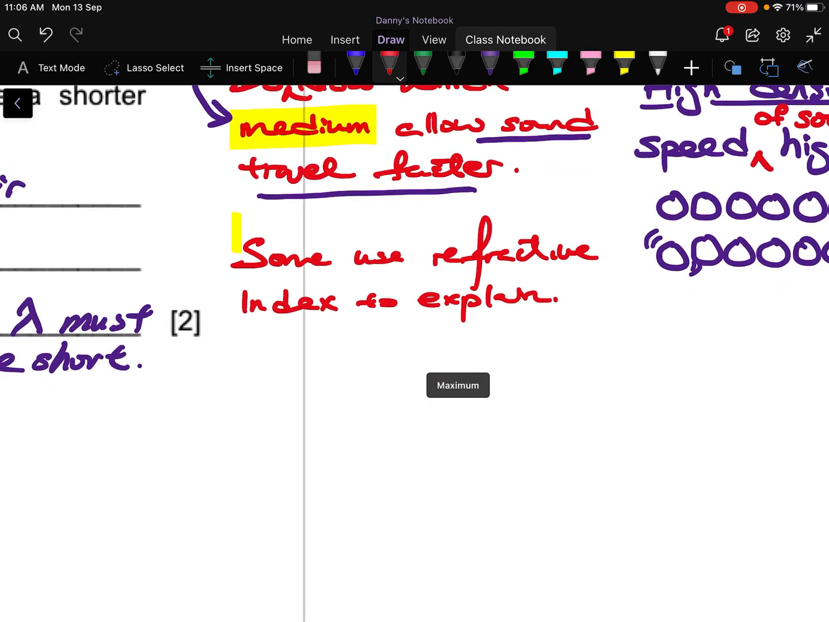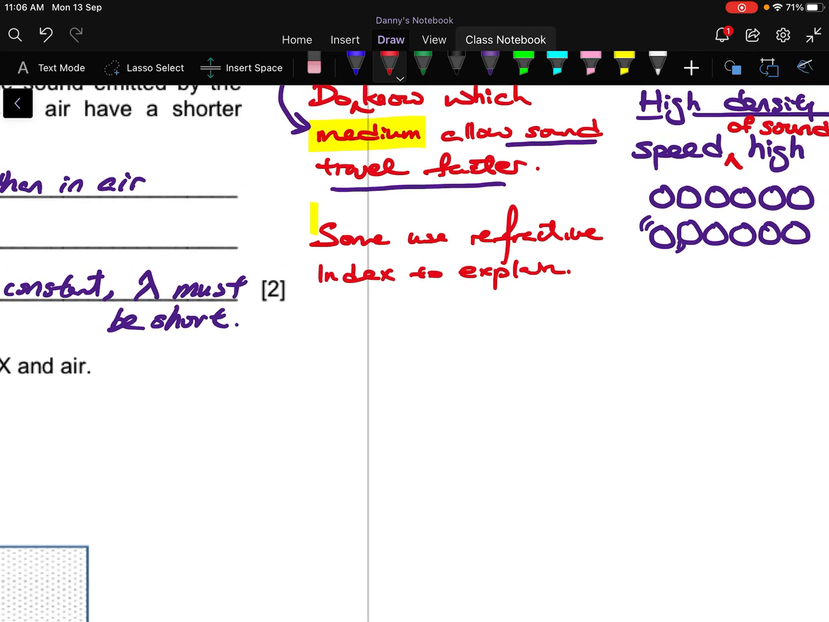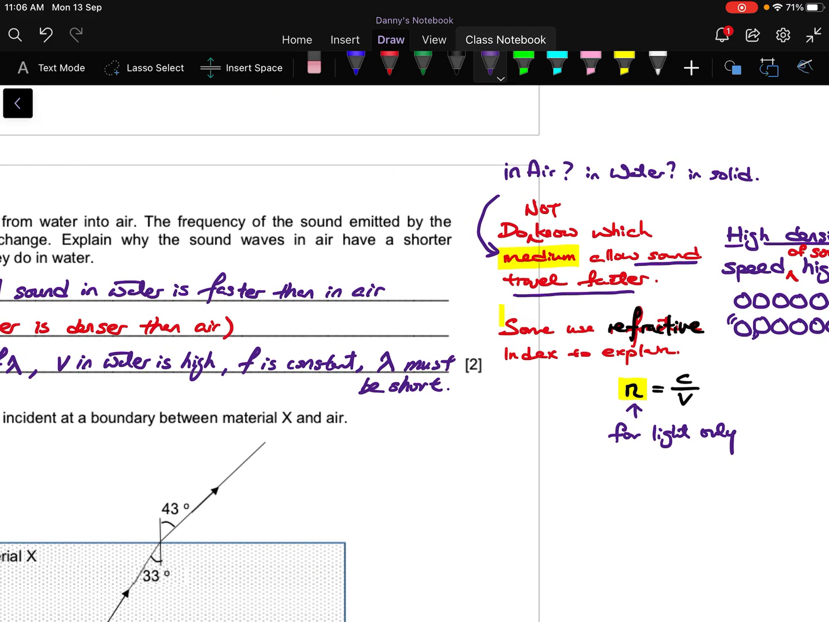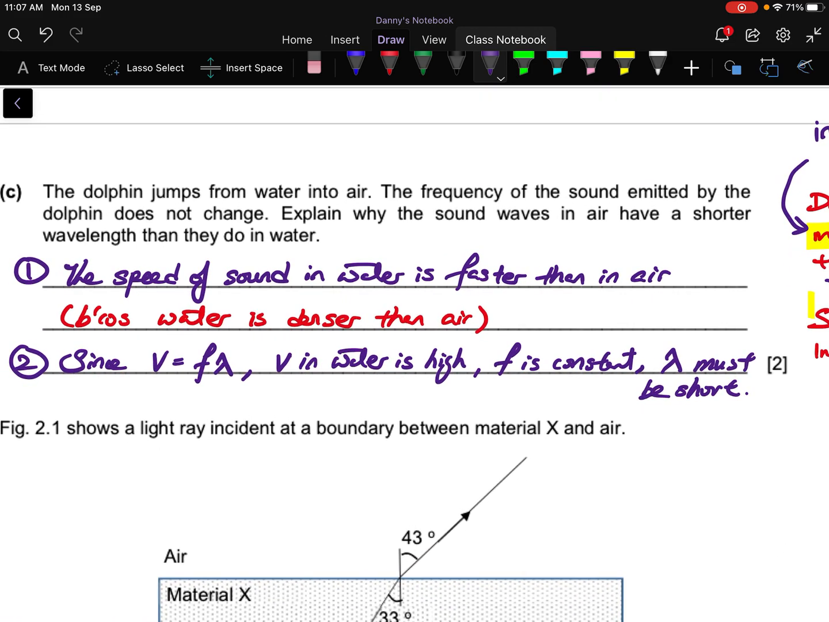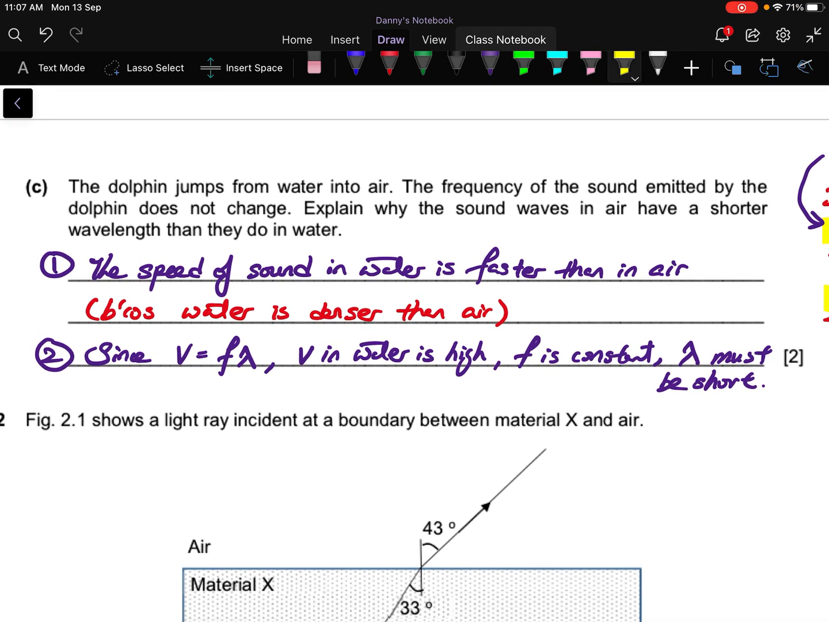Okay. Some of you are using refractive index to answer. Your refractive index refers to n equals c over v, right? This refractive index is for light only. So in physics, especially in O-level physics, whenever you are asked to explain something, it is always best that you quote the formula that is useful.